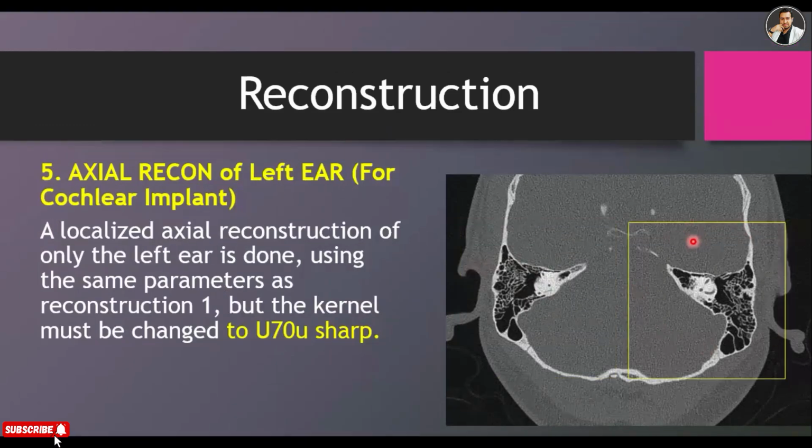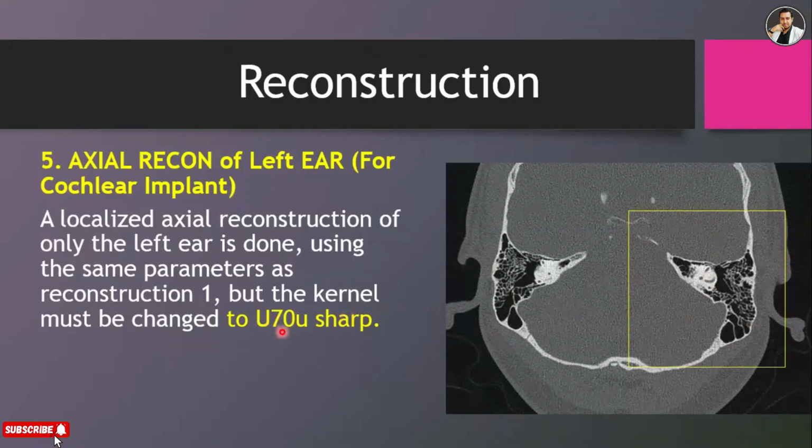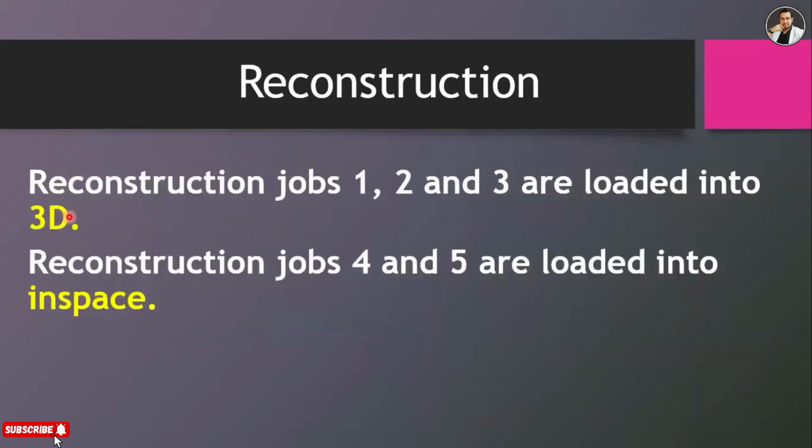Similarly, we will reconstruct the left ear for cochlear implant, and the kernel of this will be U70 sharp. Reconstruction jobs 1, 2, and 3 are loaded into 3D, and we will load them one by one. Reconstruction jobs 4 and 5 are loaded into InSpace for the cochlear implant.